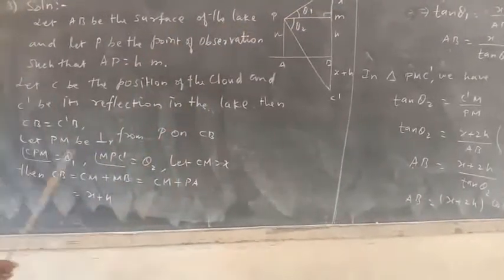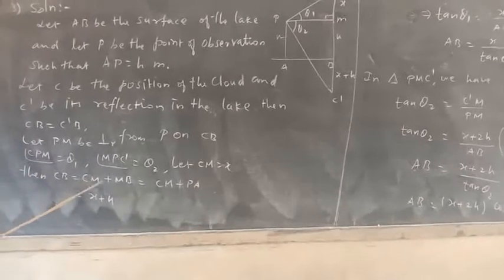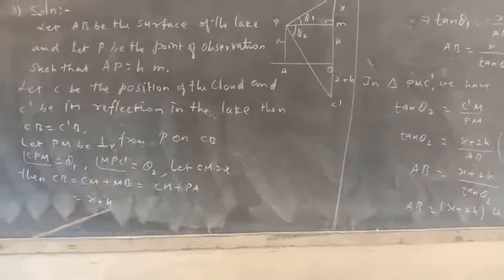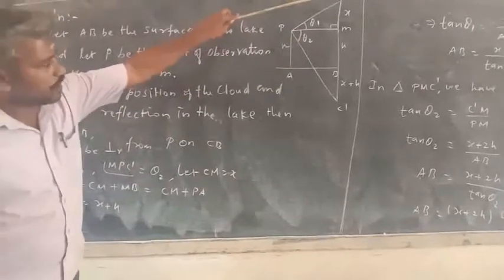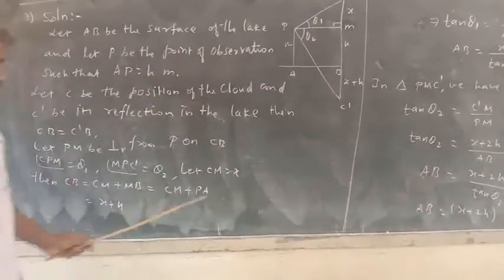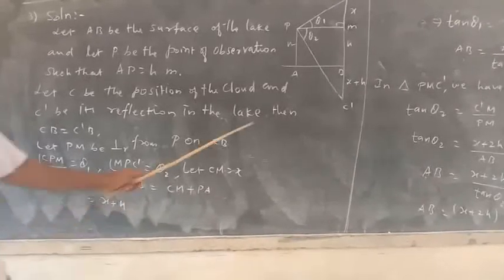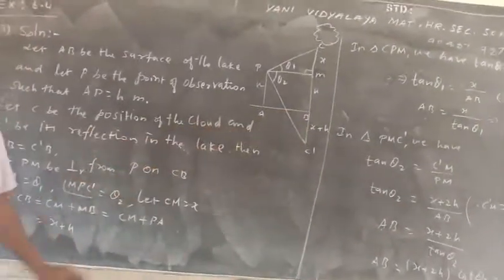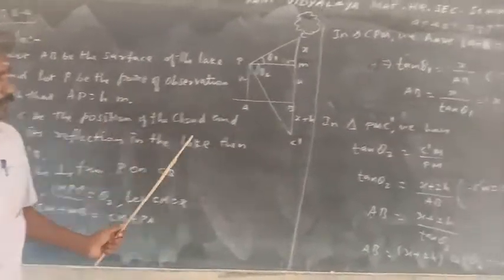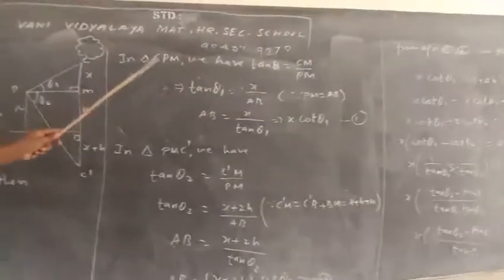Let CB equal CM plus MB. By the given condition, these two values are the same, so CM plus PA is X plus H. So this value is X plus H.